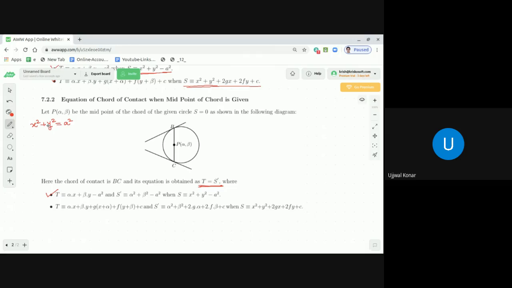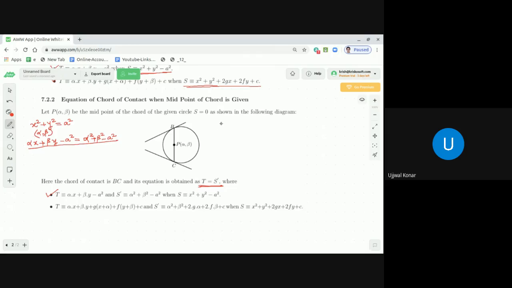Then for this circle, if we know the midpoint of the chord of contact BC as alpha comma beta, how can we find it? T equal to S dash. What is T? T is nothing but alpha into x plus beta into y minus a square, equal to S dash. S dash means alpha square plus beta square minus a square. Just to memorize it effectively. Okay, so this is the equation of the chord of contact.